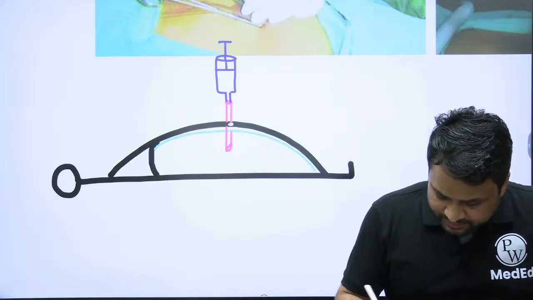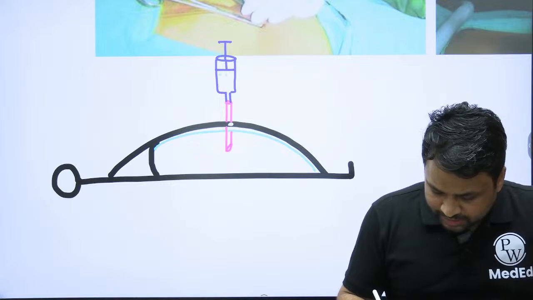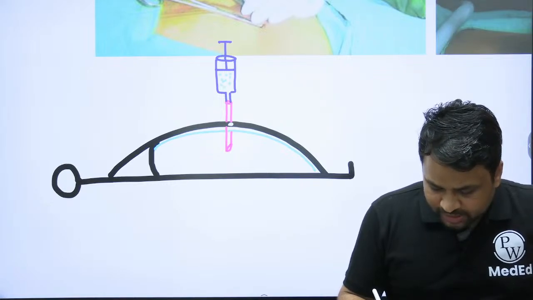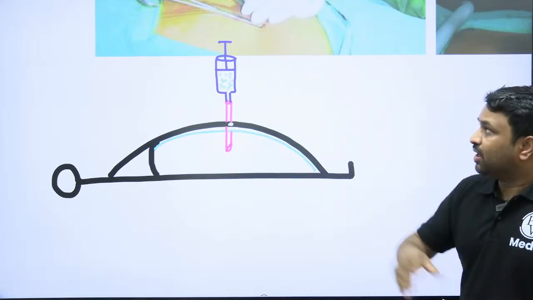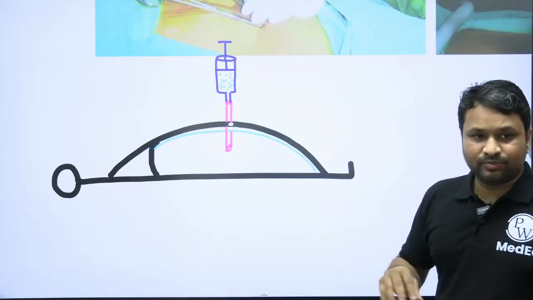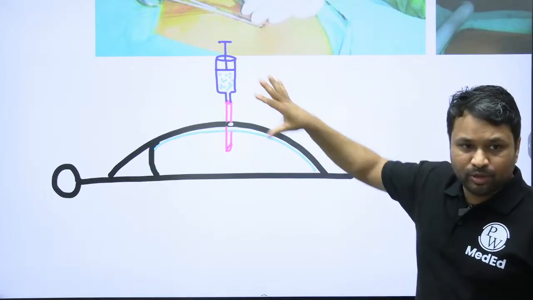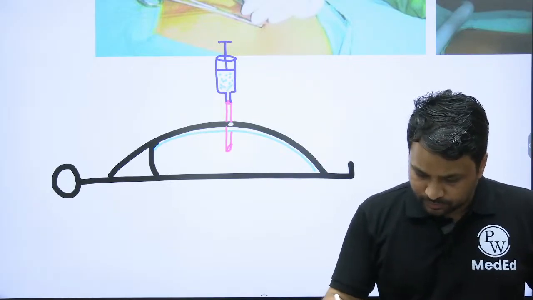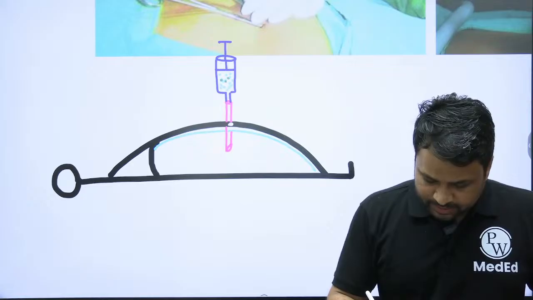I will take 5 cc of fluid inside this. Okay? So I've taken a normal saline of 5 cc inside this. I will try to press it. Now, because I am able to press it across, let's say this is the fluid that we have taken in.